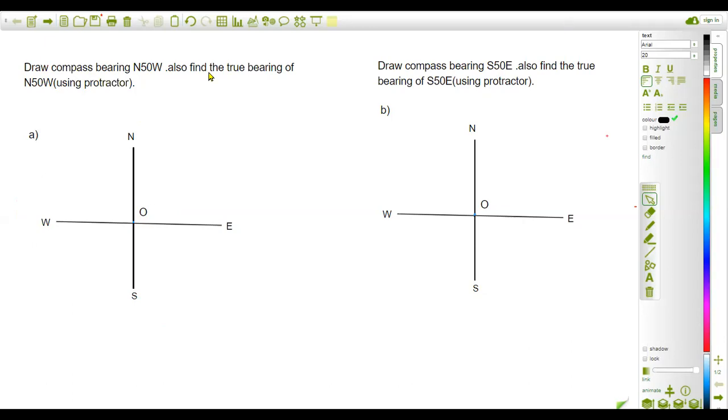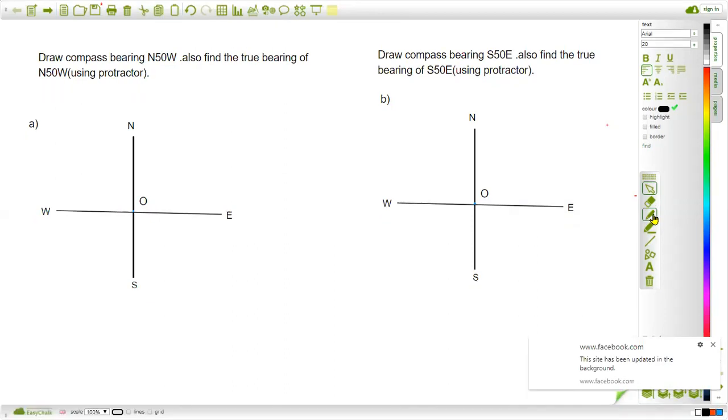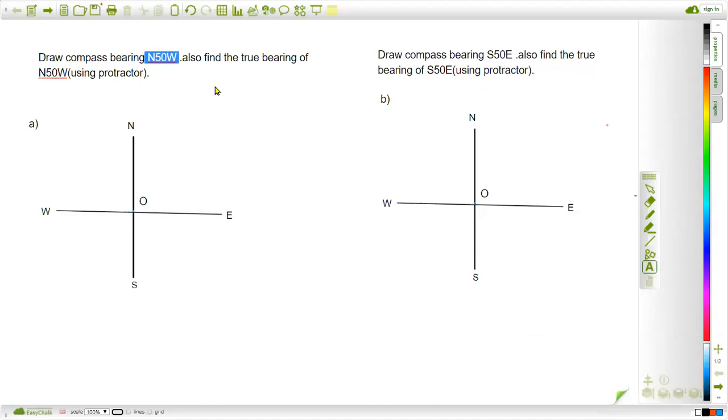The second step is just making the compass bearing of N 50 degree W. What is the meaning of N 50 degree W? N means north. From north we have to go 50 degree towards west. The meaning of N 50 degree W is from north pole we have to go 50 degree towards west pole. So let's make an angle of 50 degree from north pole towards west.